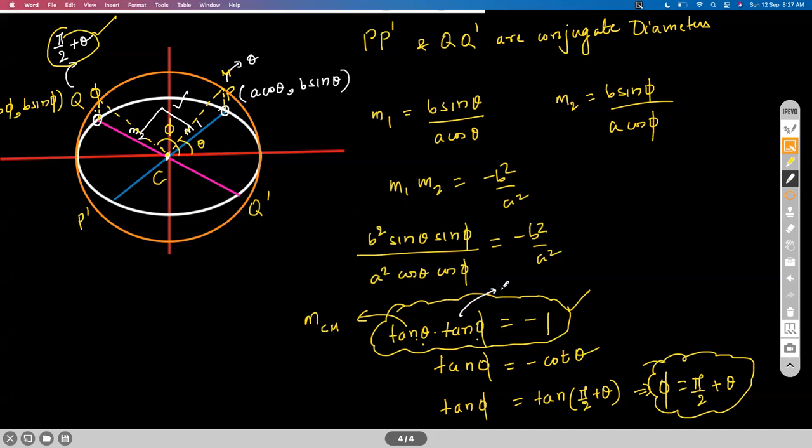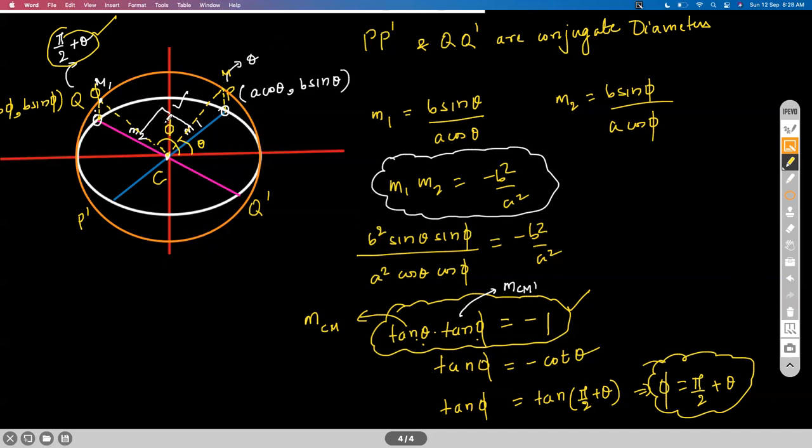This is the slope of CM and this is the slope of, let me call it M dash here. This point is M dash. Okay, so this is the slope of CM dash. So don't get confused between this and this. They are two different things. Is it clear? Any questions? That is why it is very important to understand the concept of eccentric angles, which many people don't know properly.